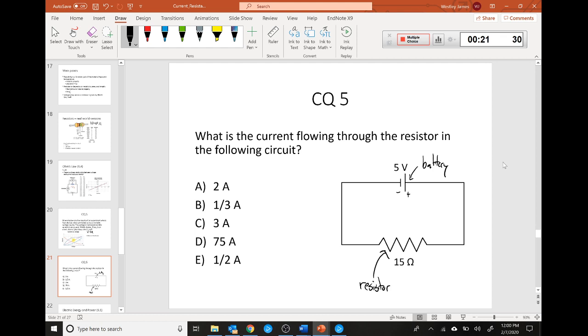There's no directionality to resistors. Doesn't matter which way you put it. You can flip it either way. It's going to still behave the exact same way. Batteries do matter which way you face them. It's going to affect which way current flows. So yeah, what is the current flowing through the resistor in the following circuit? 5-volt battery, 15 ohm resistor. Real straightforward questions.